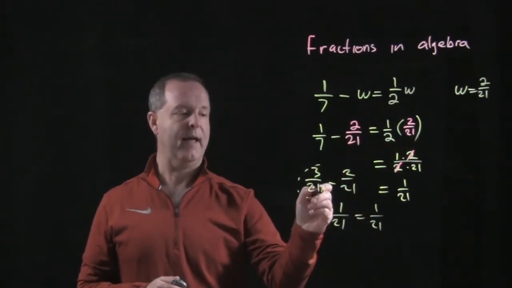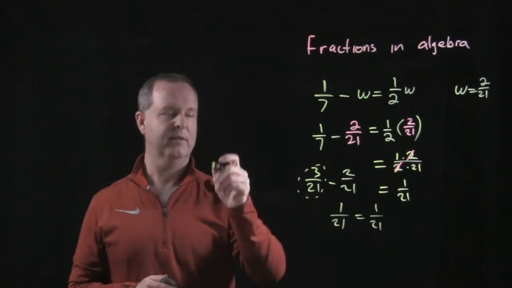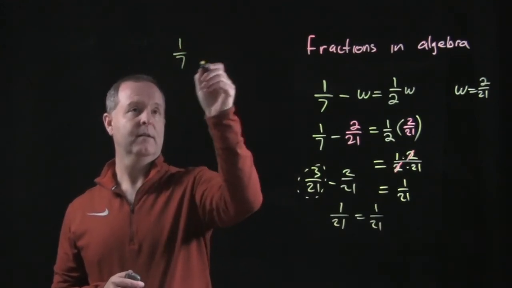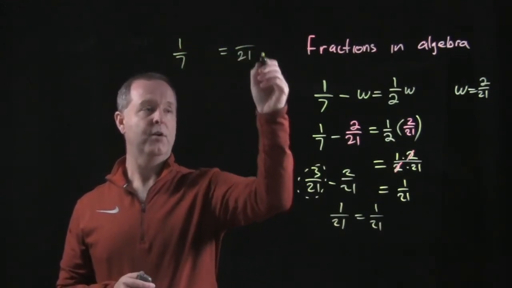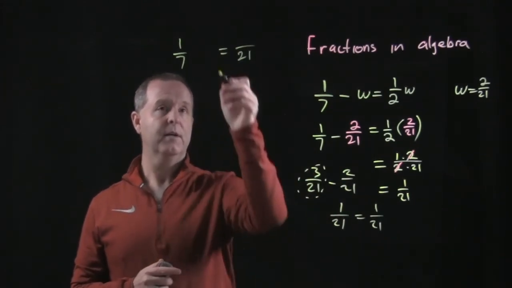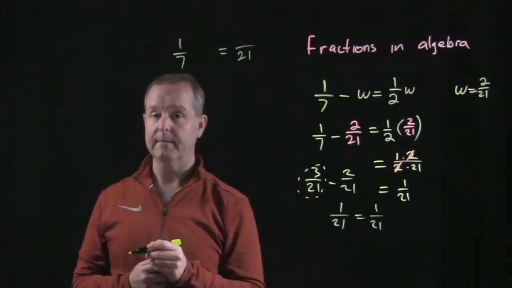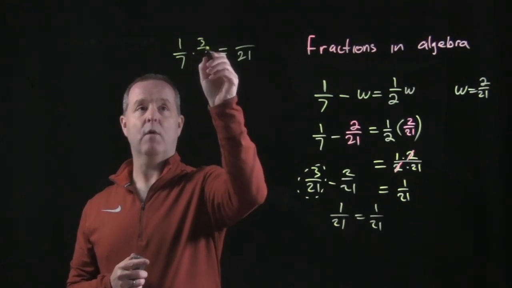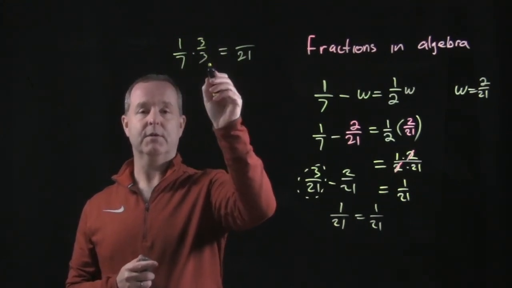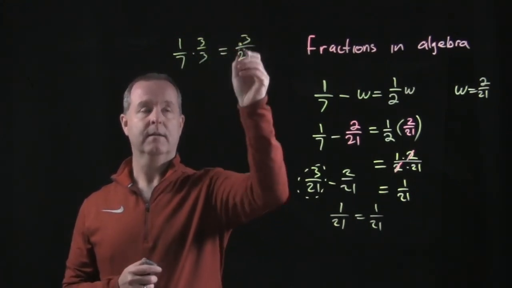Are you all right with how that came from? Want me to show you? 1 over 7, I knew 21 was my common denominator. So what's my clever version of 1? It has to be a 3 over a 3. 7 times 3, 1 times 3, boom.